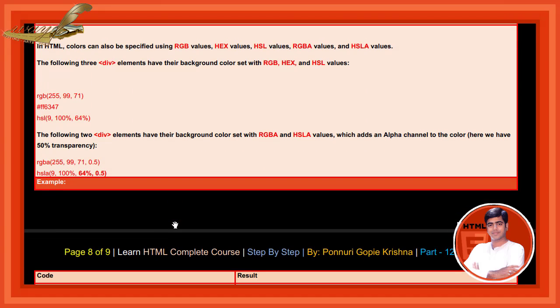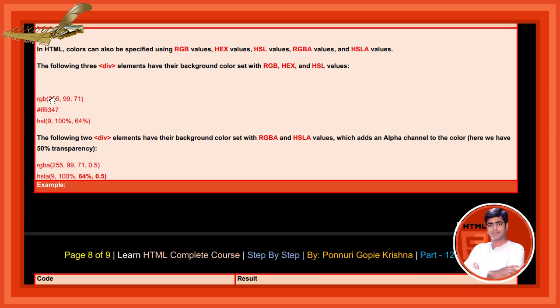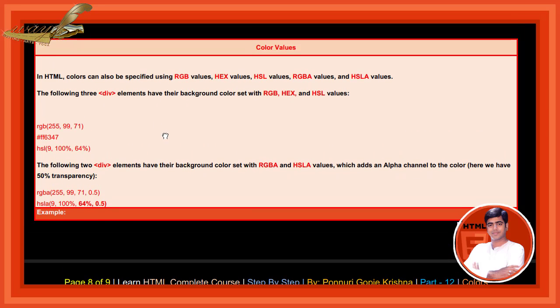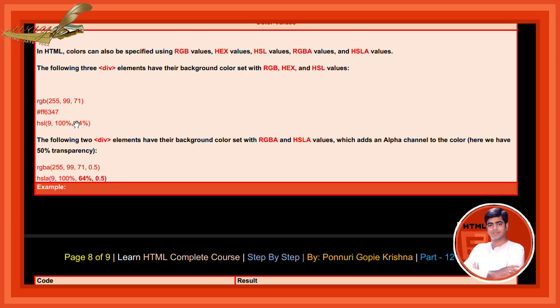Color values. In HTML, colors can also be specified by using RGB values, HEX values, HSL values, RGBA values, and HSLA values. The following three div elements have their background color set with RGB, HEX, and HSL values. See, you can also take the numbers like this: 255, 99, 71. See, FF6347, 9%, 64%.